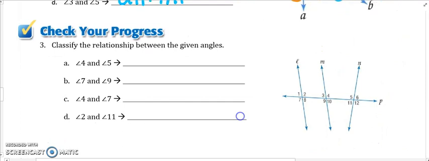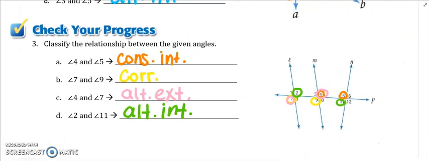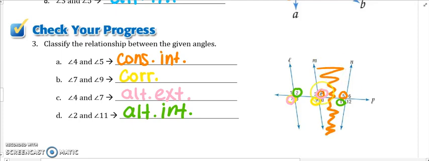and check your work. Now this can get a little bit confusing because there's more than 2 lines, but we have 4 and 5. To begin with, well, those are both on the interior of these 2 lines. So they're interior, they're both on top, so they're corresponding. They're interior and they're both on top, so they're consecutive interior.